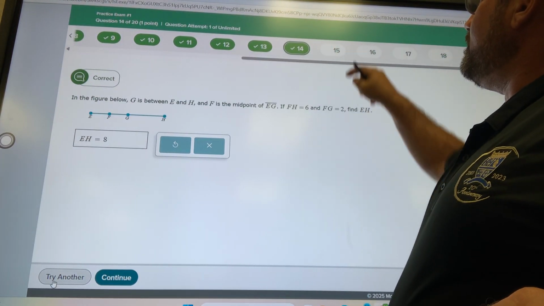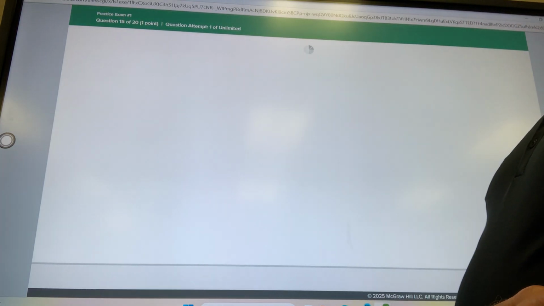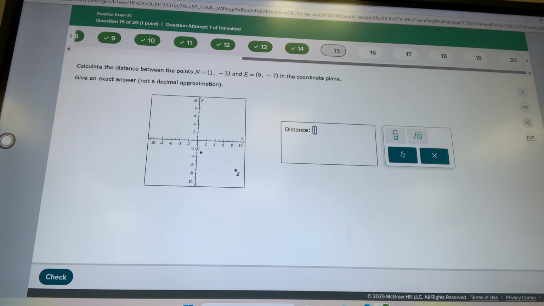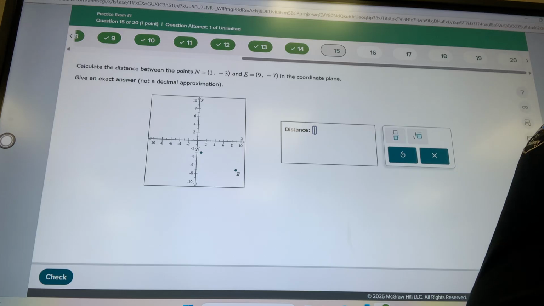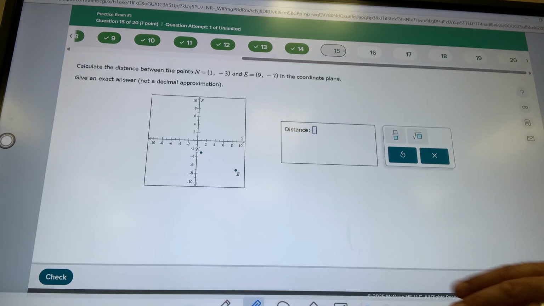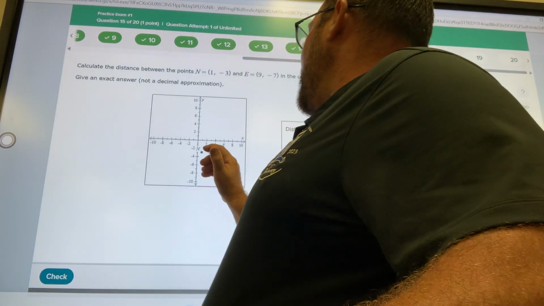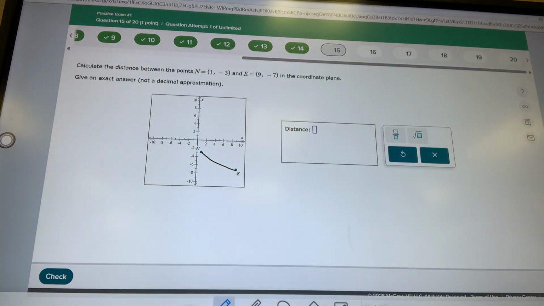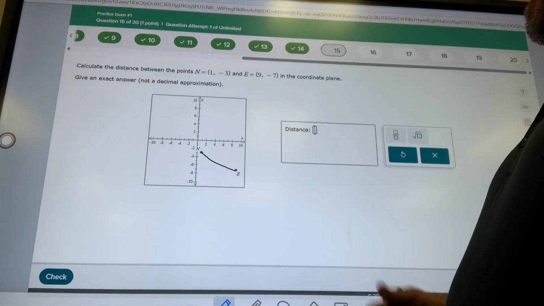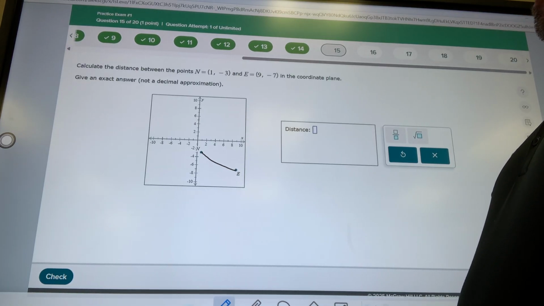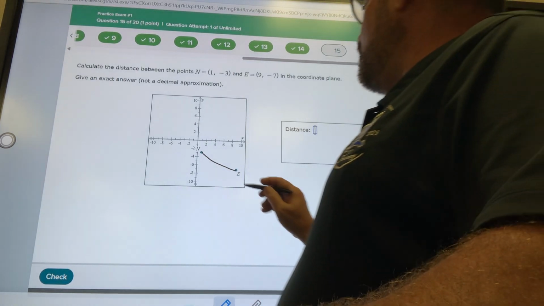Question number 15. Calculate the distance between 2 points. N is at 1, -3, and E is at 9, -7 in the coordinate plane. Give an exact answer, not a decimal approximation. In this particular problem, we are calculating a diagonal distance. Therefore, we cannot simply count these spaces. We have to do one of two things: Pythagorean theorem or the distance formula. I'm going to use the Pythagorean theorem to solve this.